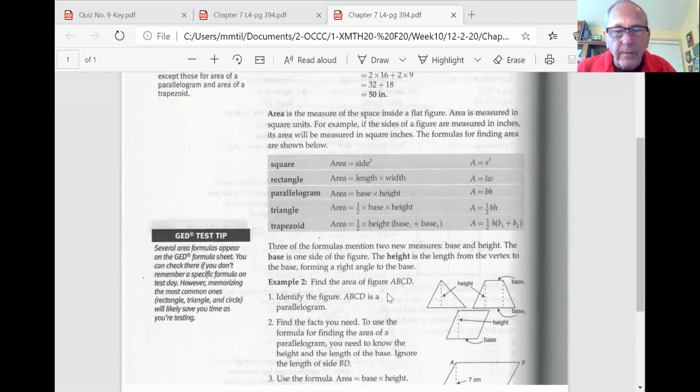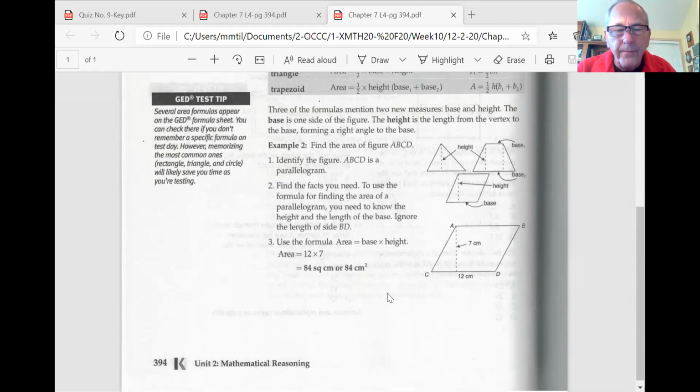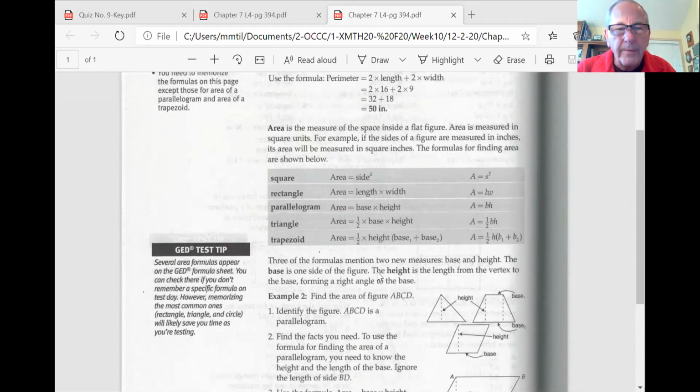And a trapezoid, it's on the next page. The trapezoid doesn't look like that. It's got 2 parallel lines, but one is smaller than the other. And so it's the average of those two. That's why we have 1/2 times bases. Yeah, and so it's just the average. That's why you're doing it that way. I can show you that.